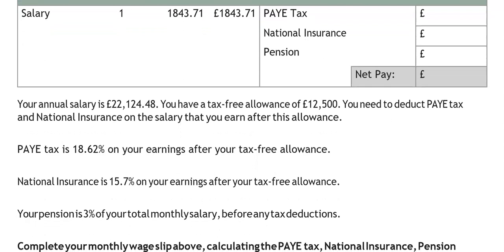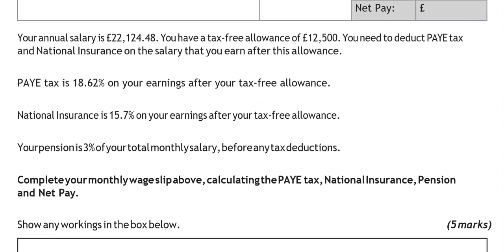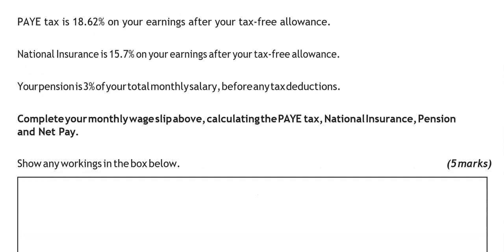Payee tax is 18.62% on your earnings after your tax-free allowance. National insurance is 15.7% on your earnings after your tax-free allowance. Your pension is 3% of your total monthly salary before any tax deductions. Complete your monthly wage slip above, calculating the payee's tax, national insurance, pension, and net pay. Show any workings in the box below.